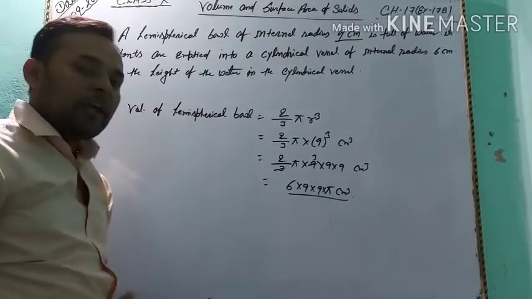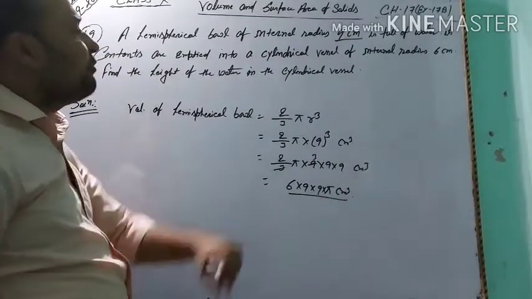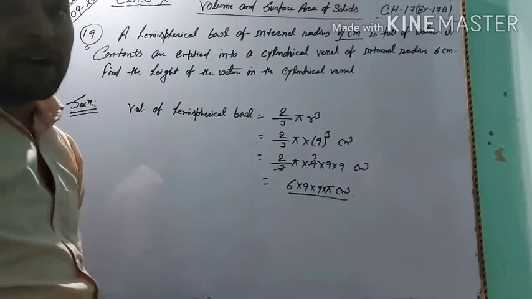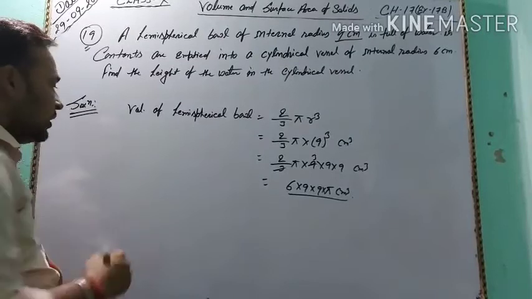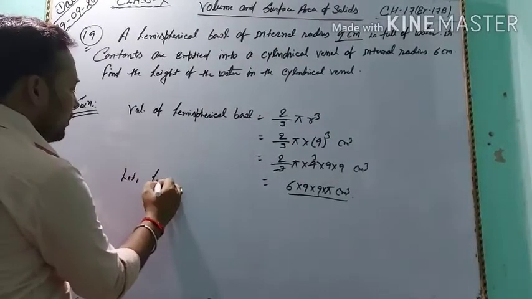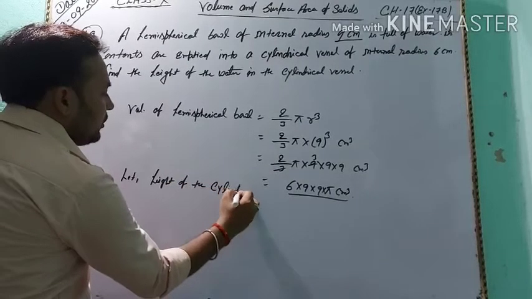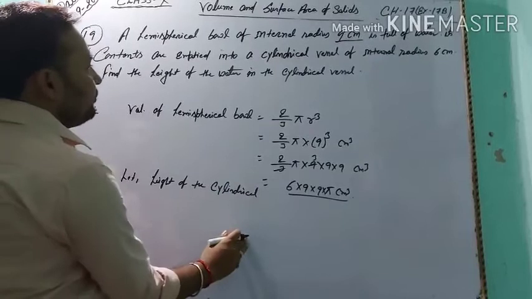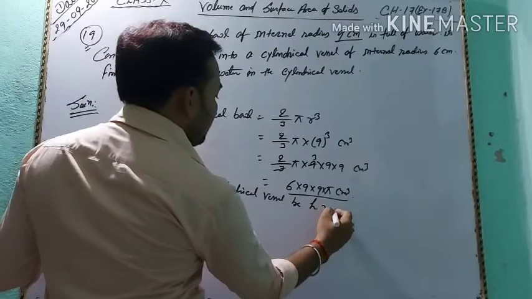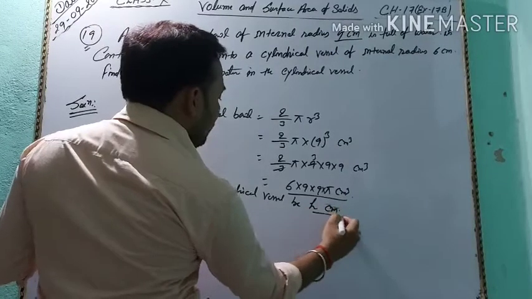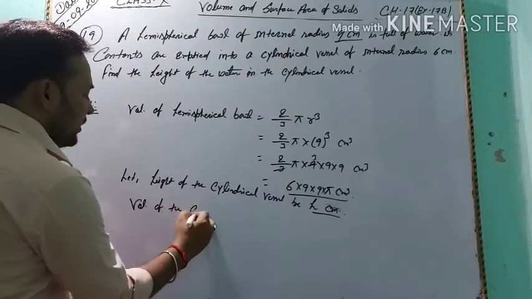इस वाटर को एक cylindrical vessel में डाल दिया जाता है, और cylindrical vessel का रेडियस 6 सेंटीमीटर है. हाइट फाइंड करना है. Find the height of the cylindrical vessel. Let the height of the cylindrical vessel be h centimeter.